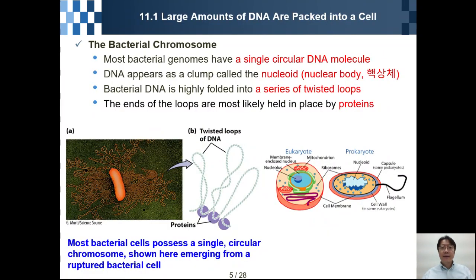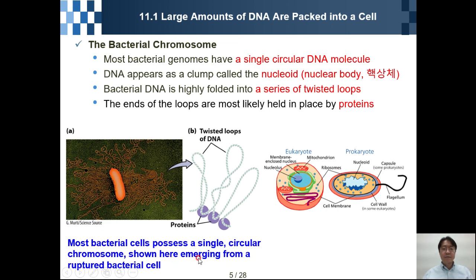So in this slide, I will explain how a bacterial chromosome can be packed into a cell. Usually the bacterial genome has a single, circular DNA molecule. So this is the bacterial genome. This is the picture to show that a bacterial cell possesses a single, circular chromosome.